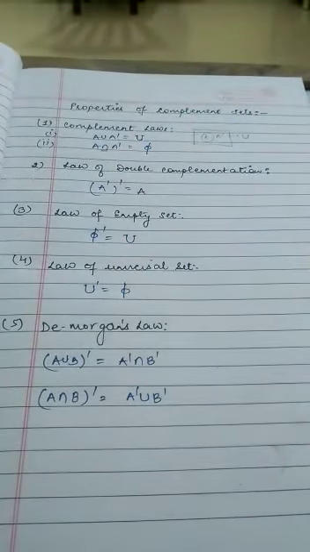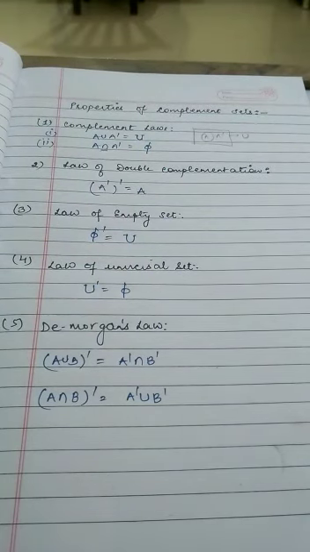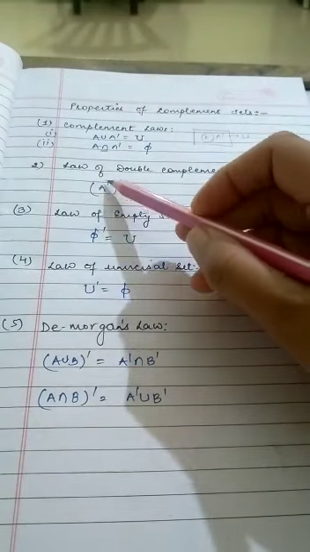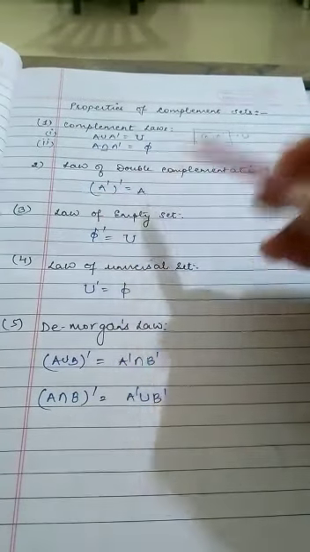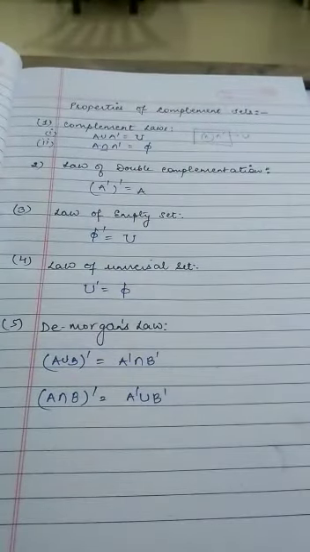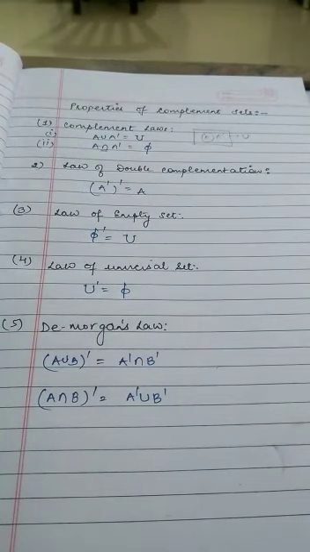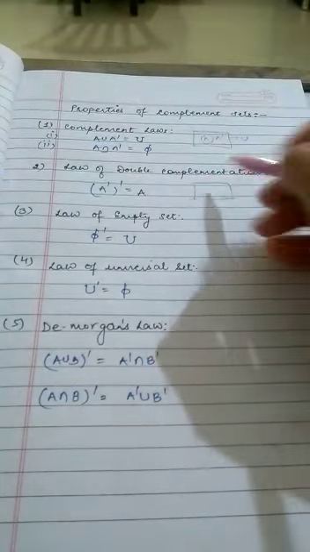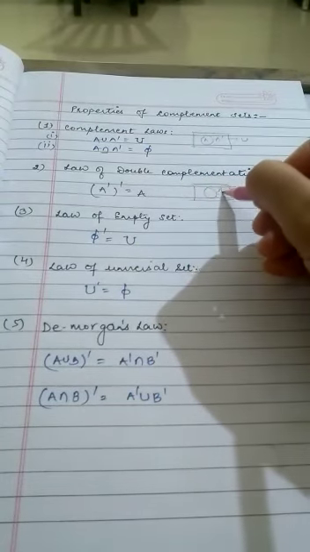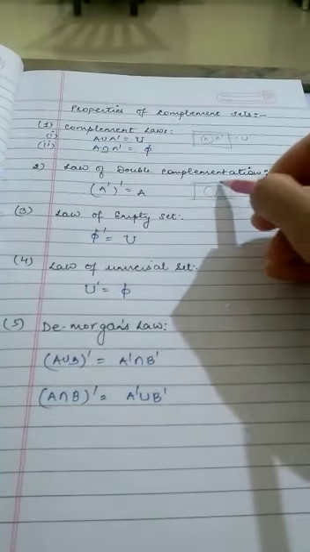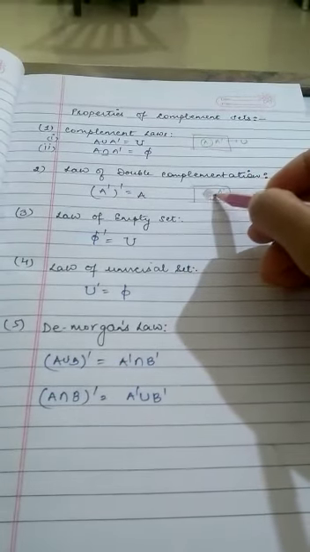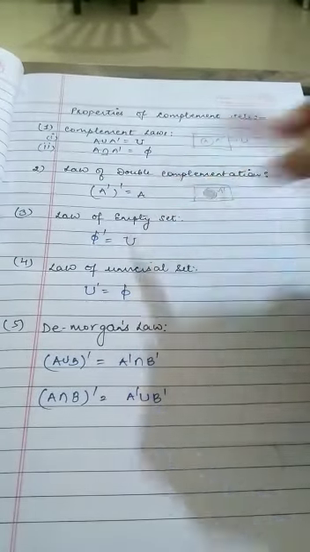Similarly, second law is law of double complementation. That means the complement of A complement. That means all the elements which are not in A complement, they will be present in A. See, if this is my set and this is A, so this will be A complement. So which elements are not present in A complement? The elements of A. So the complement of A complement will give you A.